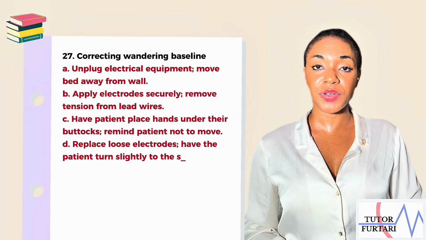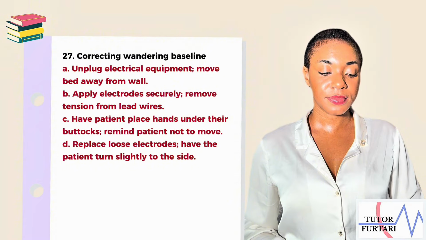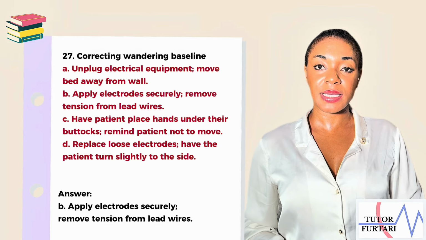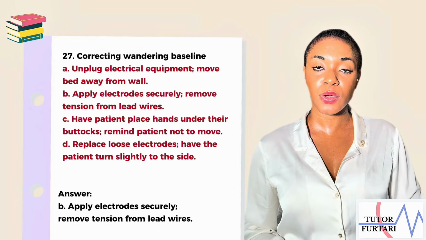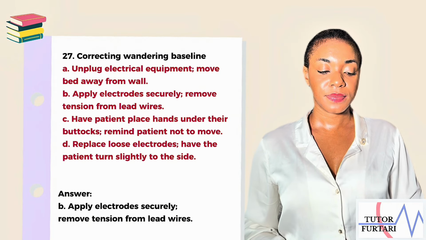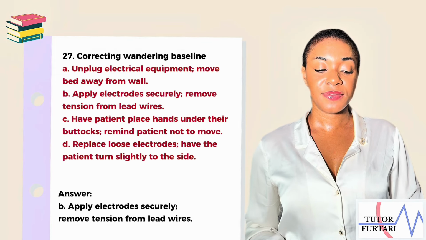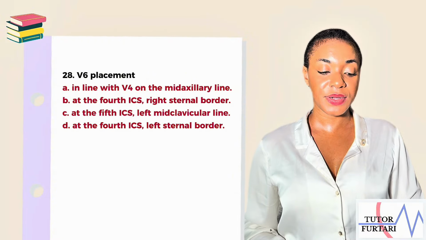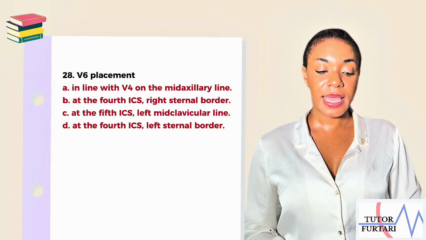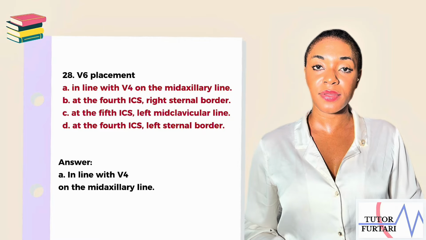27. Correcting wandering baseline. The correct answer is B. Apply electrodes securely, remove tension from lead wires. 28. V6 placement. The correct answer is A. In line with V4 on the mid-axillary line.